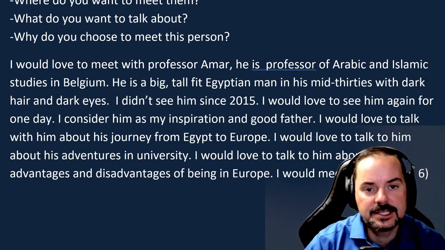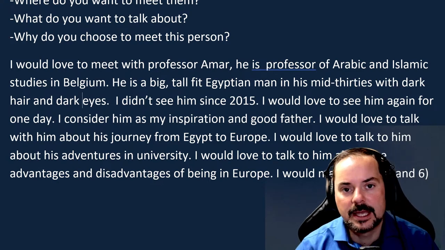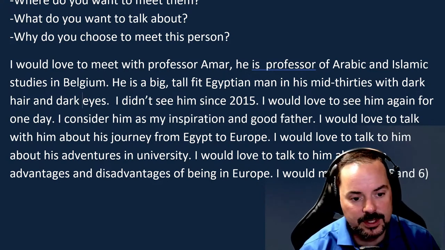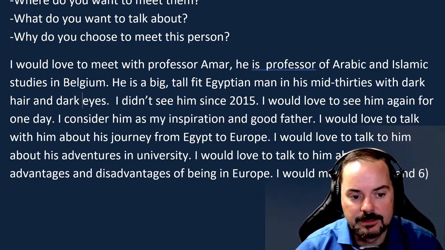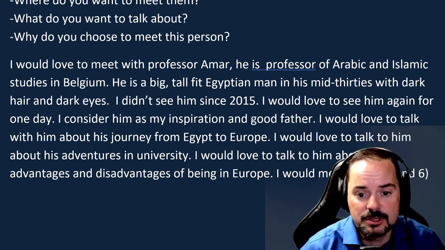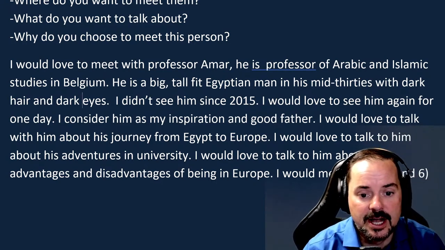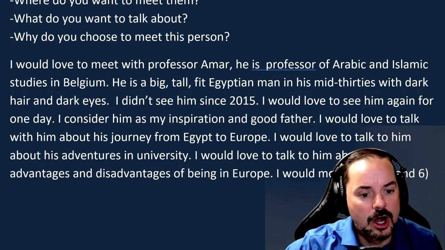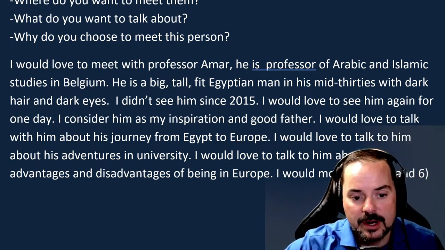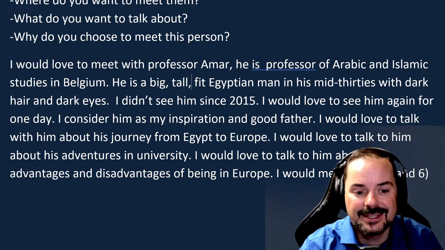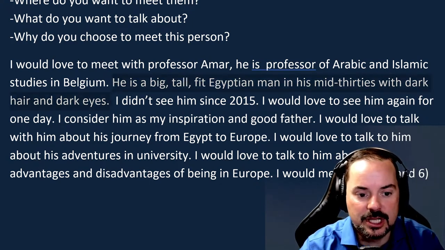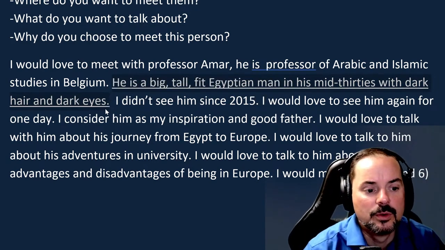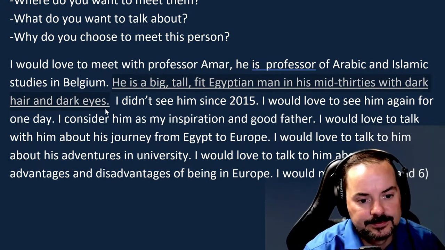So practice a little bit of describing people, and not just people, but for other topics like places or objects, practice describing what they look like, okay? So just repeat this after me, Ahmed. He is a big, tall, fit Egyptian man in his mid-30s with dark hair and dark eyes. Just copy me. Just repeat me. If you need, use the writing. He is a big, tall, fit Egyptian man in his mid-30s with dark hair and dark eyes.